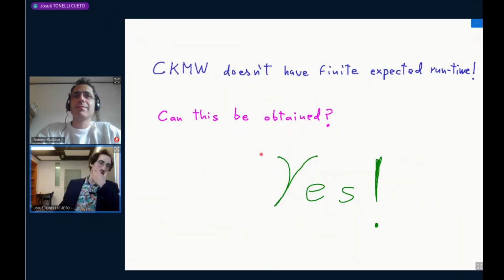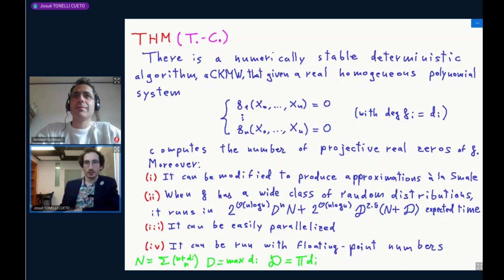So the question is, okay, can we obtain finite expected runtime? And the answer is yes, which is essentially what I do in the paper. So then the theorem is more or less very similar to what we have before. So there is a numerically stable deterministic algorithm. Now we put here a small a to indicate adaptive. The given real homogeneous polynomial system, blah, blah, blah, blah. And now let's pass to the most important part.